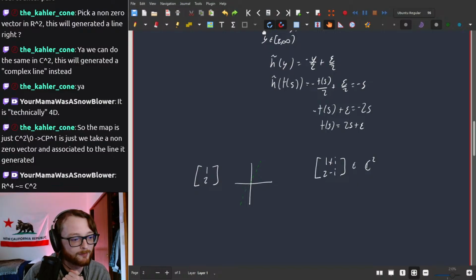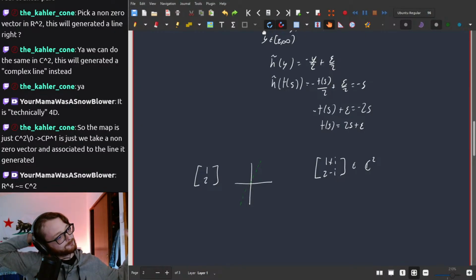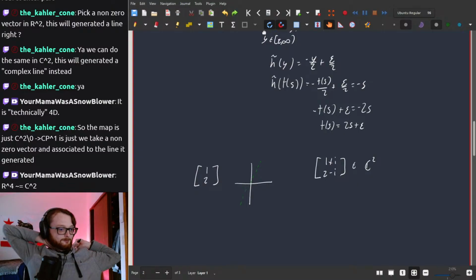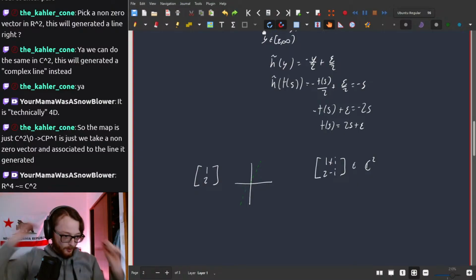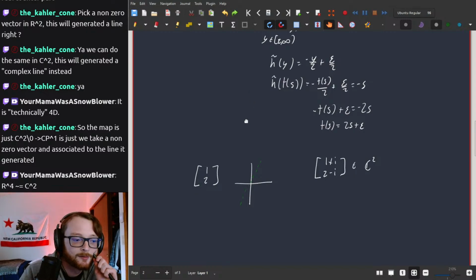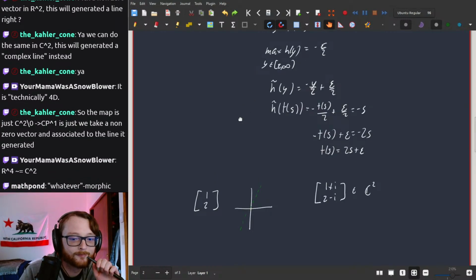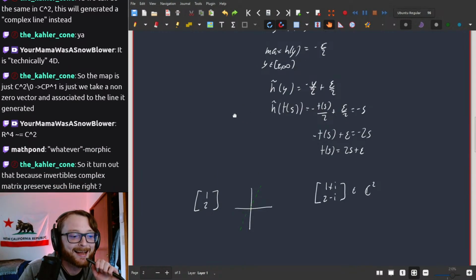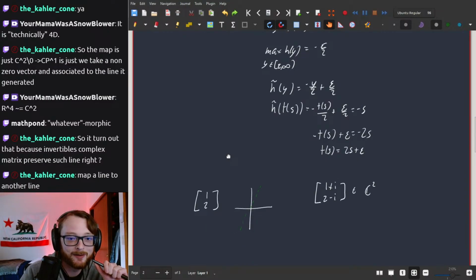Yeah, R4 is like isomorphic or whatever morphic to C2. Wait. Whatever morphic. Yeah, I've heard of all the different automorphism, diffeomorphism, homomorphism, isomorphism, whatever. I don't know any of them. I've tried to study abstract algebra once and I didn't get very deep into it.